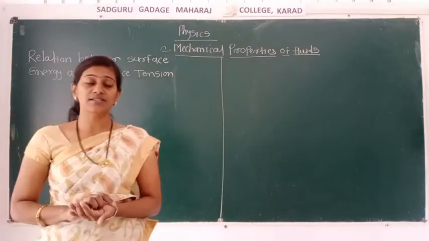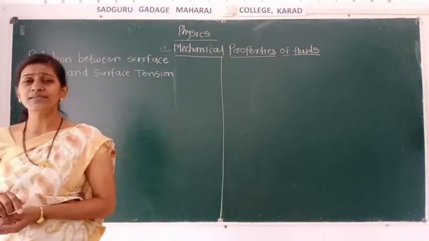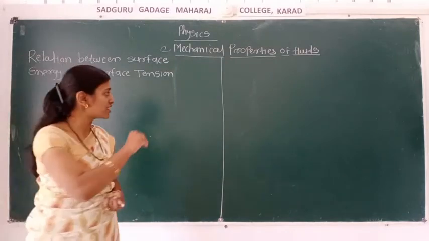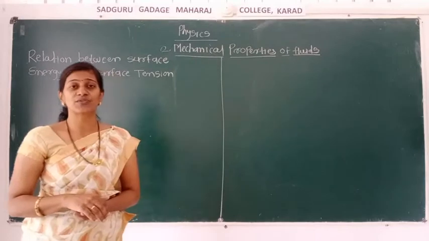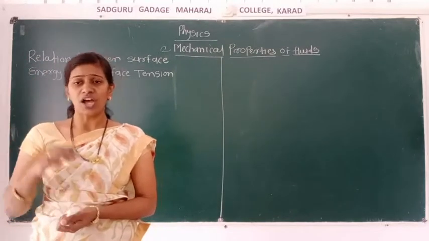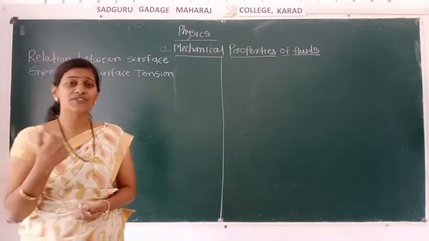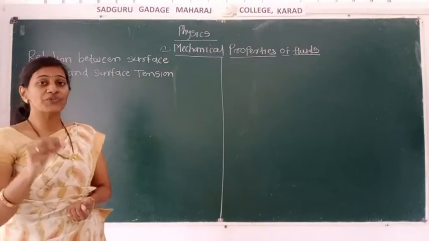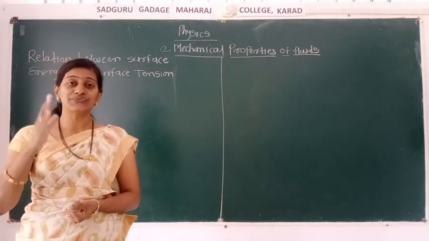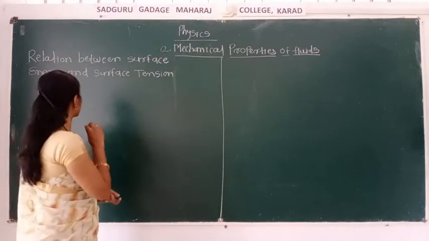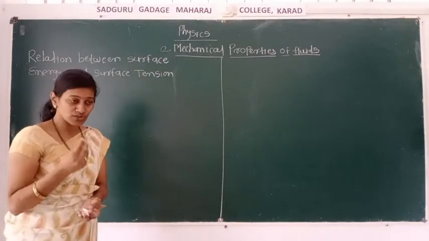In the previous lecture we discussed the meaning of surface tension. We drew an imaginary line on the free surface of the liquid, and then we got the definition of surface tension. We also discussed the definition of surface energy, but we have to revise some part. That part is very essential to understand the relation between surface energy and surface tension. So let me start.